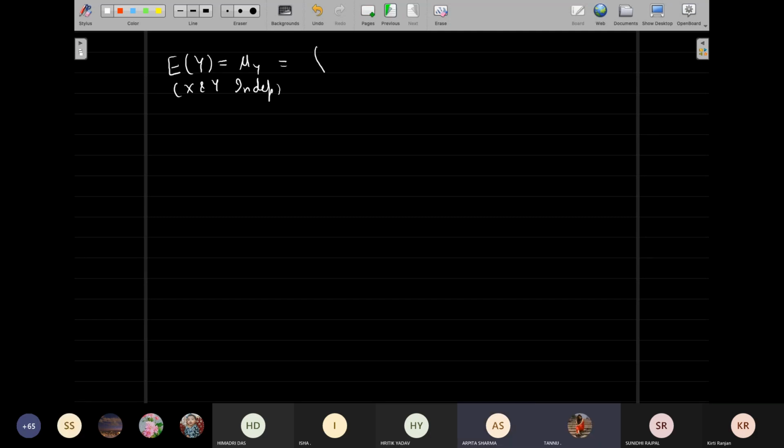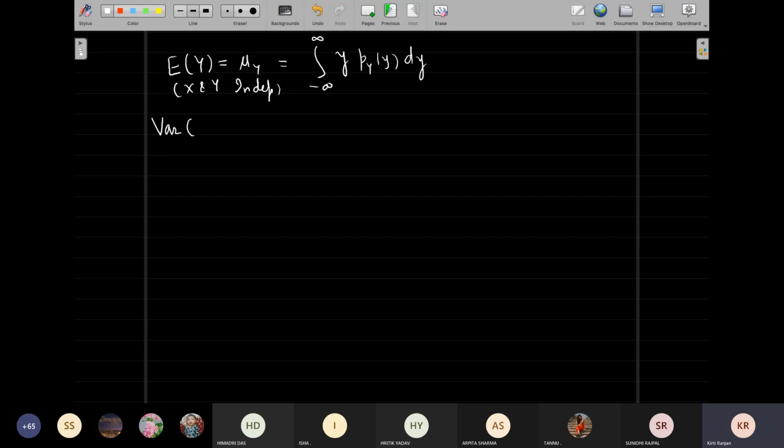So it will be minus infinity to infinity integration y p y dy. Absolutely right. So great. Things look absolutely fine in terms of EX and EY. It doesn't look that complicated. The complication comes a little bit in terms of the variances.